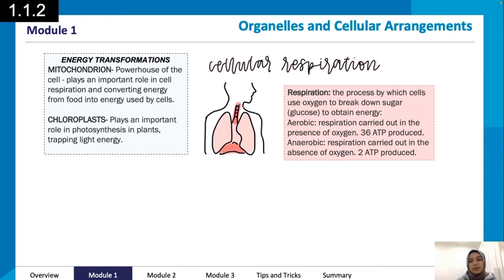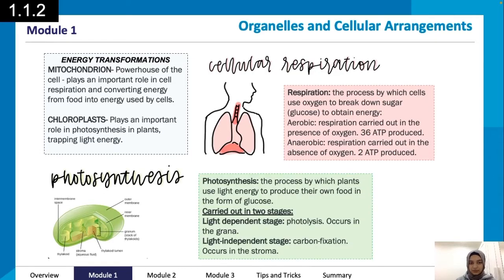The way that you can remember it is an means no oxygen, because anaerobic respiration is carried out in the absence of oxygen, where 2 ATP are produced. So aerobic is with oxygen, anaerobic is without oxygen, and aerobic produces 36 ATP, and anaerobic produces only 2 ATP. So make sure you're understanding those differences, and how respiration occurs, again looking at the use of oxygen to break down sugar.